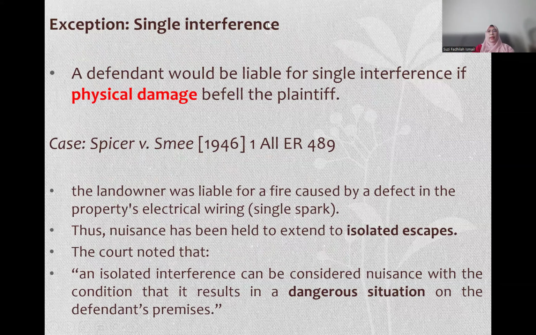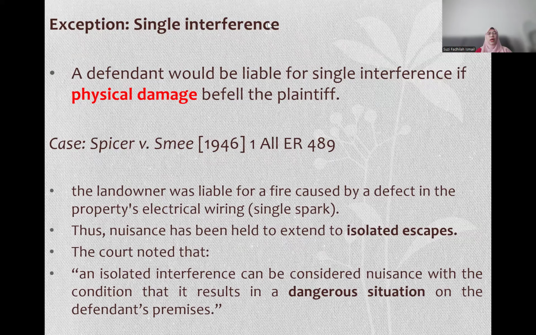Again, about continuous interference, there is an exception for single interference. Even though it is a single interference, can it still amount to nuisance? A defendant will be liable for a single interference if there is physical damage. So the court looks at the factor: is there any physical damage or not? Remember, nuisance is not actionable per se. If there is damage, then you can take action. So physical damage befell the plaintiff.